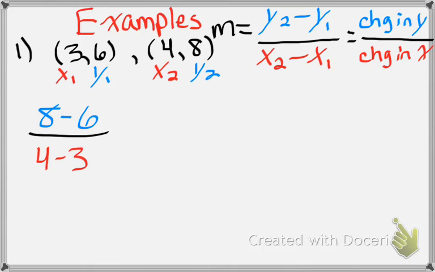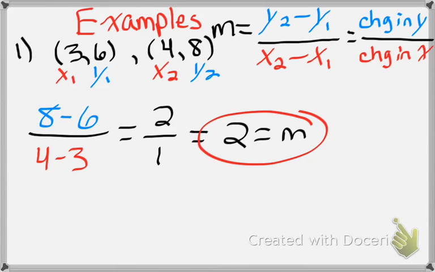So we just simply solve for the change on top and bottom. And on top, we get 8 minus 6 is 2. On bottom, 4 minus 3 is 1. Well, that equals 2. So that tells us our slope is 2, meaning our slope will rise 2 and run 1, meaning it goes up 2 over 1.